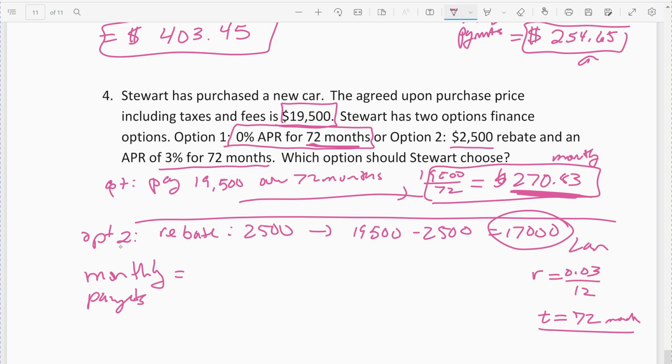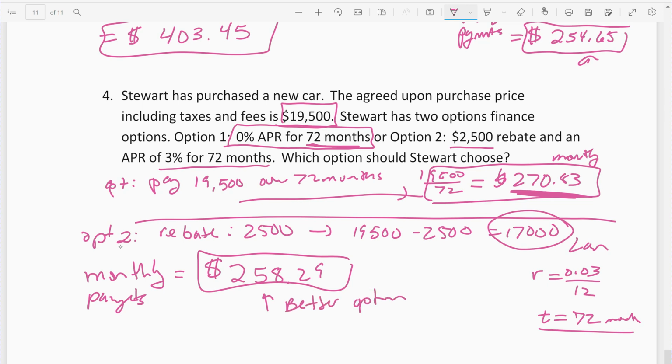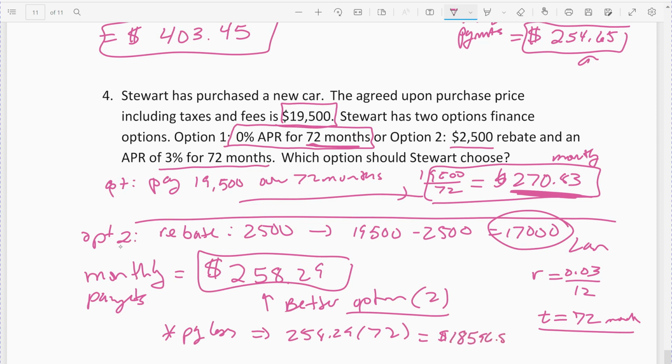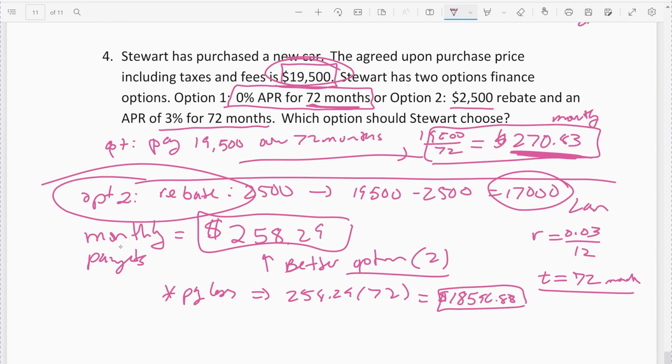Alright, so you plug it into the formula. Just make sure you're really careful when you plug it into the formula. It should come out $258.29, which now I know this is the better method. Option number 2 is the better option because you're going to pay less. How much less? We'll take that $258.29, multiply it by your 72 payments, and it's not a whole lot, $18,596.88. Here you pay the total $19,500. So you save almost $1,000 though. $1,000 is a significant amount of money, so the rebate is the better way to go. Option 2 is the better of the two cases. All right, you're going to pay less a month and you're going to pay less total. So option 2 is the way to go.